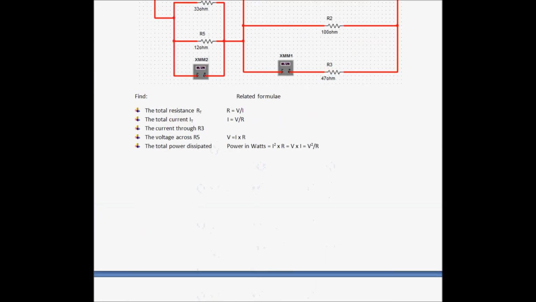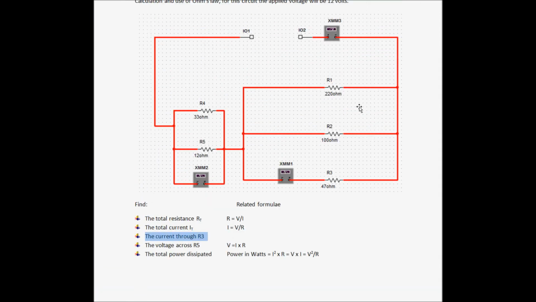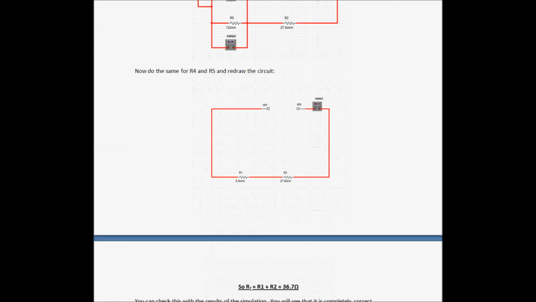Now, we could find the current through R3 at this stage. We could do. And if we were looking at the actual resistors here, we might say, for example, that R1 is 4 times larger than R3. Therefore, R3 will conduct 4 times more current than R1. And R3 will conduct 2 times more current than R2. But it's much easier in actual fact to work out the voltage across this bank and across this bank, and then to apply Ohm's law to find the current going through R3. So that's what we're going to do now.